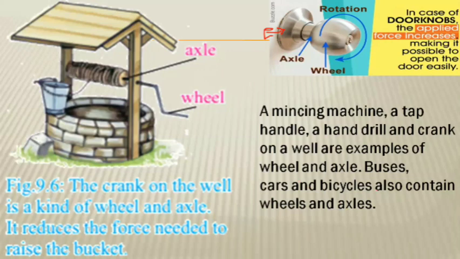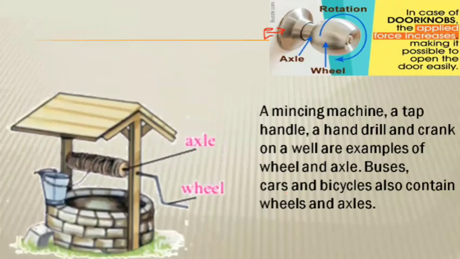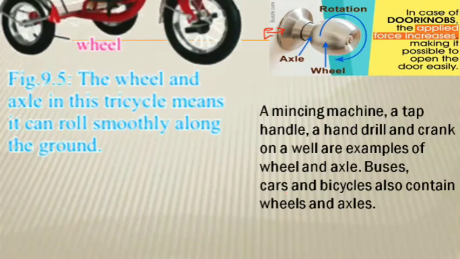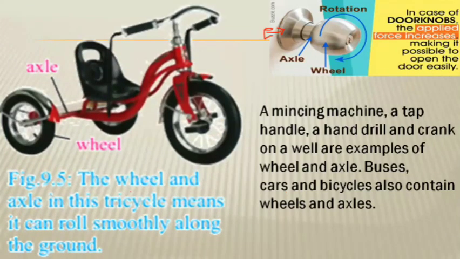So buses, cars, bicycles also contain wheel and axle. Because they are complex or compound machines, they are also made by a combination of wheels and axles, as we have seen in steering wheels. You can see here one more example. Wheel and axle is used in a tricycle. This is the wheel, and inside there is an axle which is attached with both of these wheels. When we move this wheel, this axle will rotate, and both of the wheels will move forward.